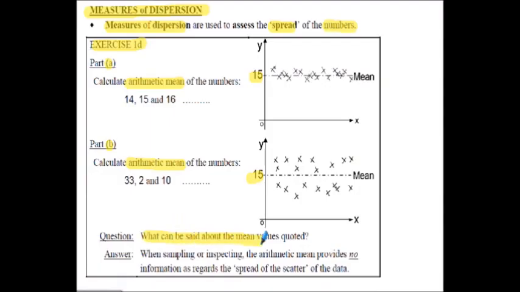So what can be said about the mean values quoted above? Well, the data given in both cases have an arithmetic mean of 15, but the spread of the data is considerably different. In part A, the spread of the data is very close to 15. We've got a 14 and a 16 just either side of the 15. But in part B, the spread of the data is much larger. Numbers of 33 and 2 are well away from the average of 15. So in other words, the mean average tells us nothing about the spread of the data, and we need to look at other ways of defining the spread of the data.